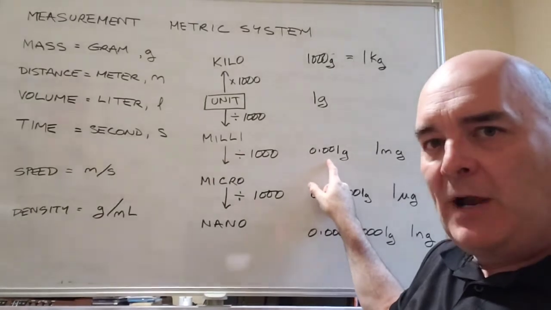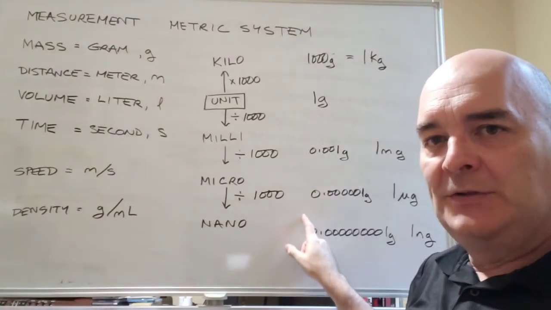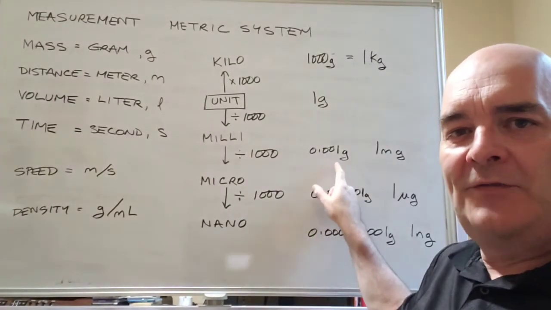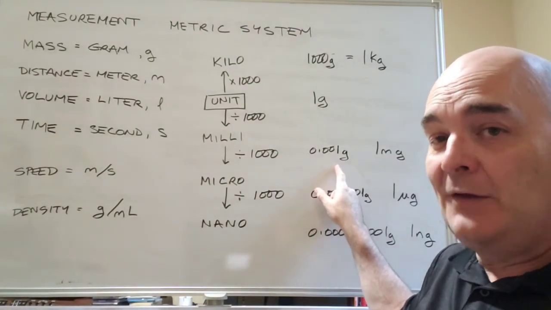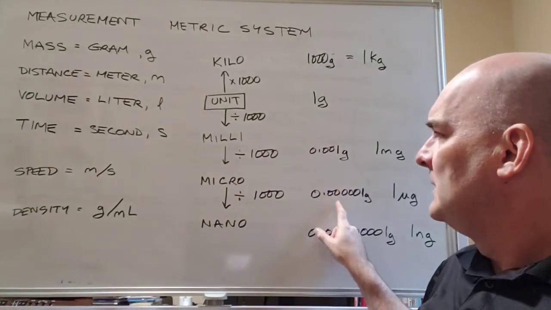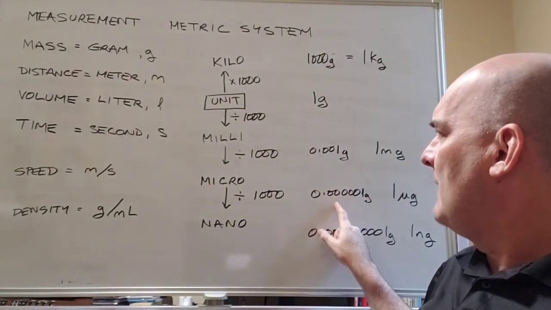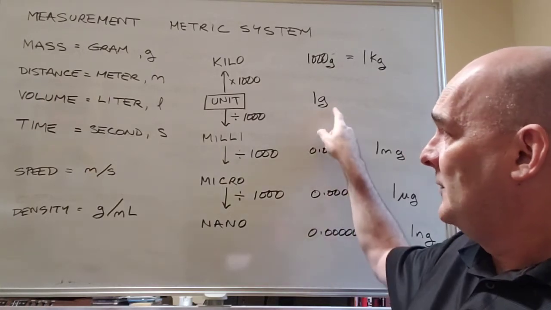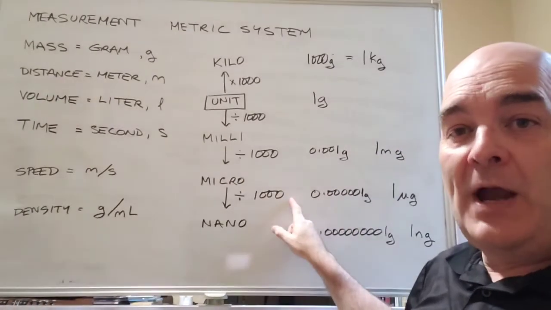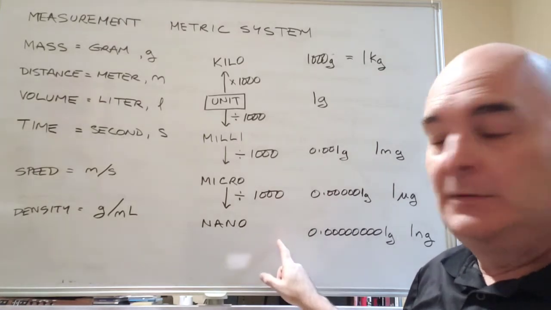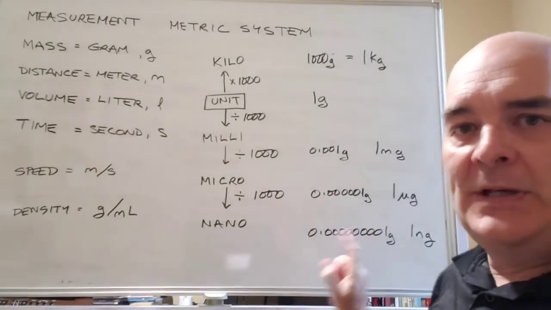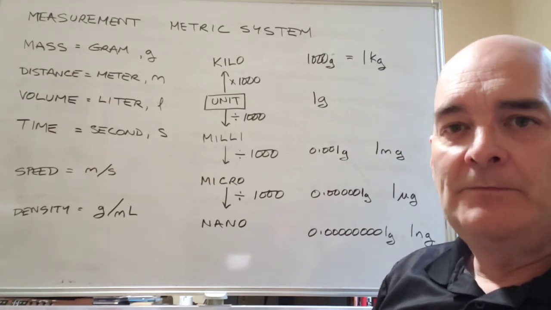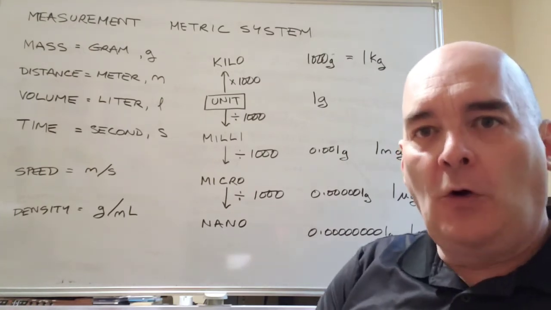If I take my milligram and I divide it by 1,000, I get a microgram, which is 1,000th of a milligram, which was in itself 1,000th of a gram. So a microgram is 1/1,000,000th of a gram. And if I take my microgram and I divide it by 1,000, then I get a nanogram. So a nanogram is 1/1000th the size of a gram. And this works for all of the units.